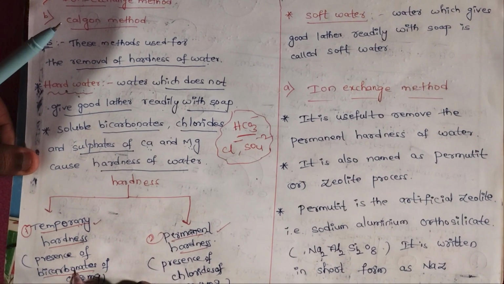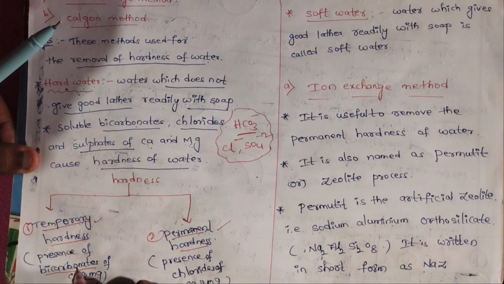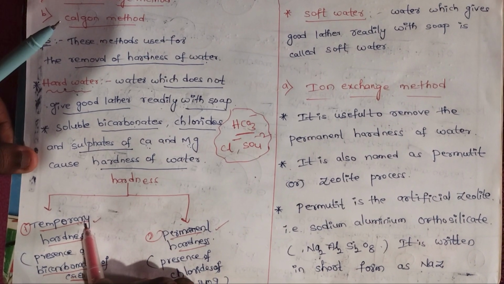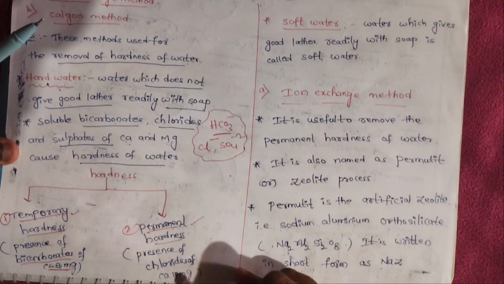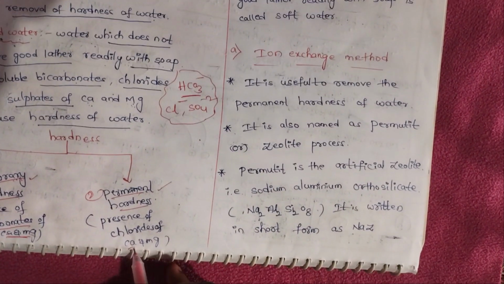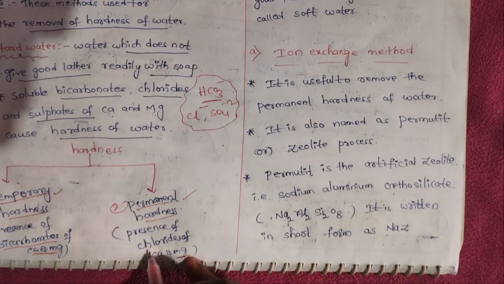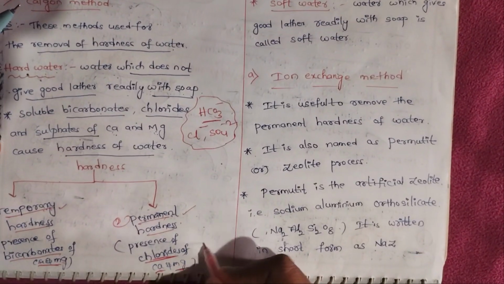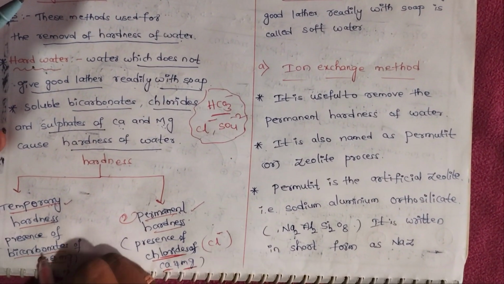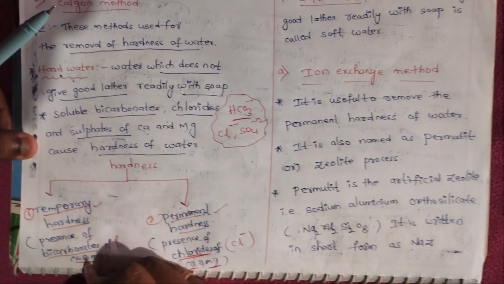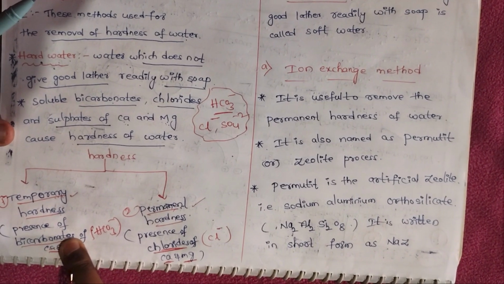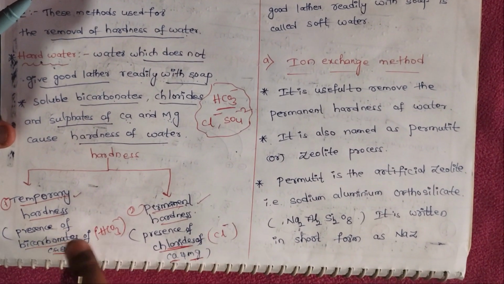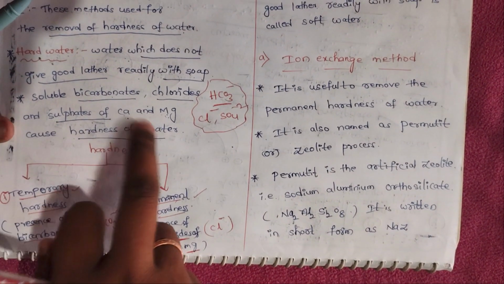Which ions are present in water? Bicarbonates form leads to temporary hardness. Whereas permanent hardness of water occurs when calcium and magnesium are present in chloride form, like Cl minus. In temporary hardness, the calcium and magnesium ions are present in bicarbonate form. So these two types of hardness are present in water.